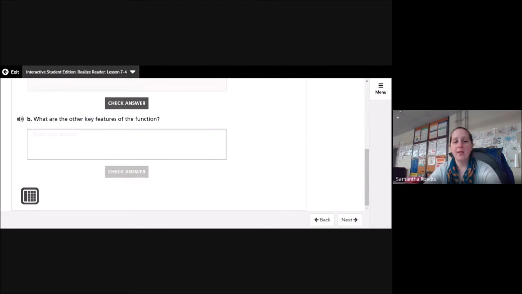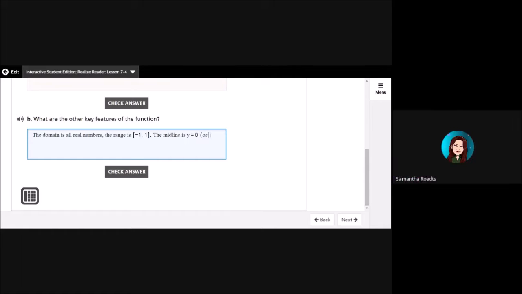For B, what are the other key features of the function? So as we saw, the domain is all real numbers. The range is from -1 to 1. The midline is y equals 0, or the x-axis. And the amplitude is 1.